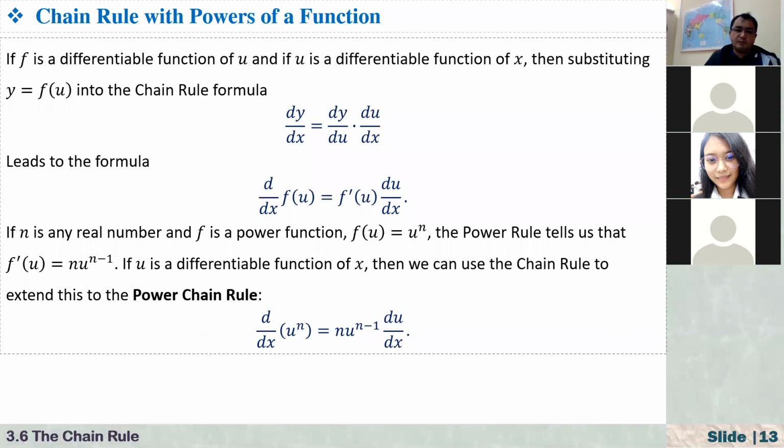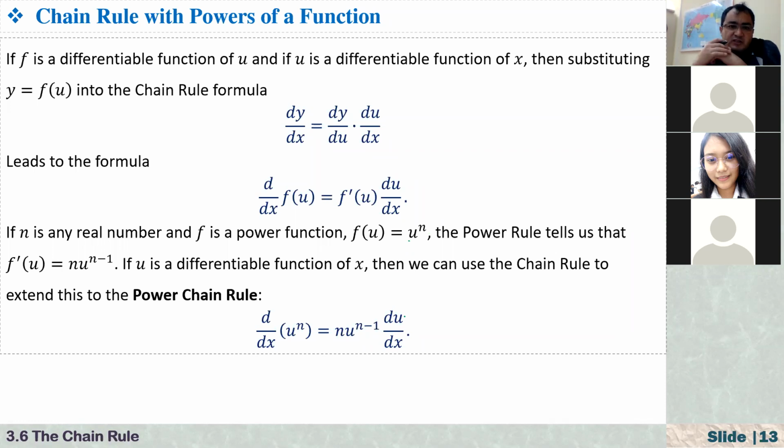So, the chain rule with powers of a function. If you're talking about the power of a function, you can consider this as f of u equal to u to the power of n, and we know how to differentiate a power function: n comes to the front, it is u to the power of n minus 1, and after that we have to differentiate u with respect to x.